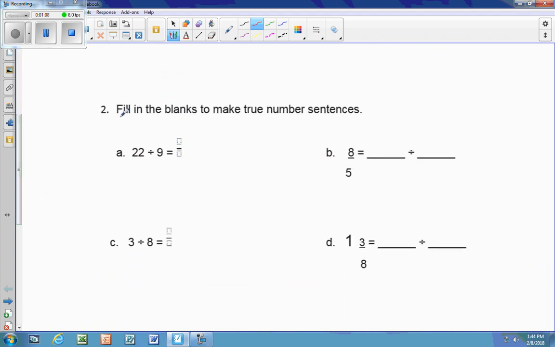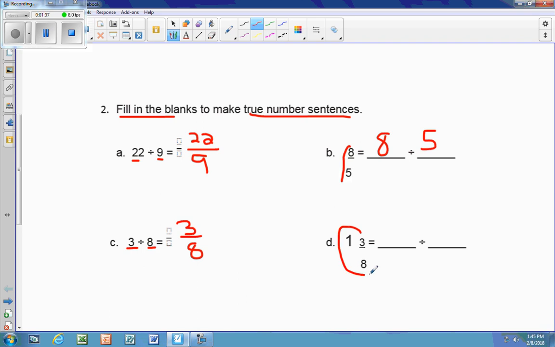Next, fill in the blanks. To make it true, it doesn't ask me to simplify anywhere. So here's 22 divided by 9. So I do 22 divided by 9. 8 divided by 5. So 8 divided by 5. 3 divided by 8. So we have 3 divided by 8.